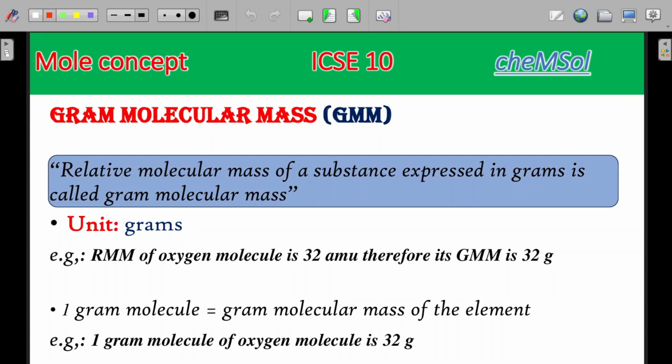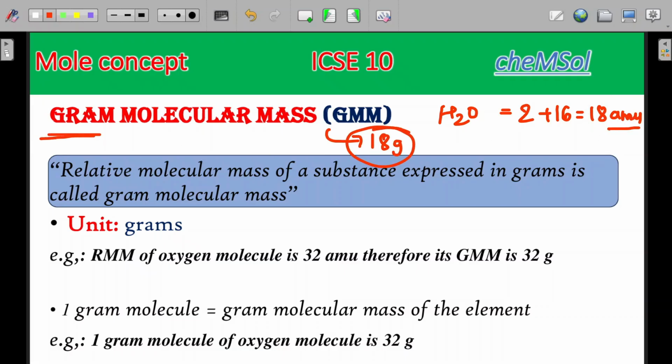Similarly, gram molecular mass is what? You know how to find the molecular mass. Say I have asked you to find the molecular mass of water. So you will find 2 plus 16 is equal to 18. So 18 AMU is the molecular mass of water. See, molecular mass, relative molecular mass, molecular weight, all are same. And if they ask you what is the gram molecular mass of water, you just express this in grams. That is 18 grams. What is changing here? Only the unit is changing. Numerically the calculation is the same, but the unit you have to change into grams.